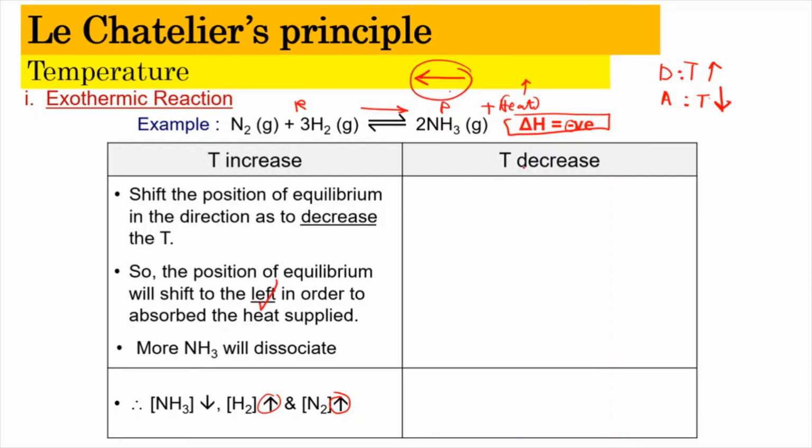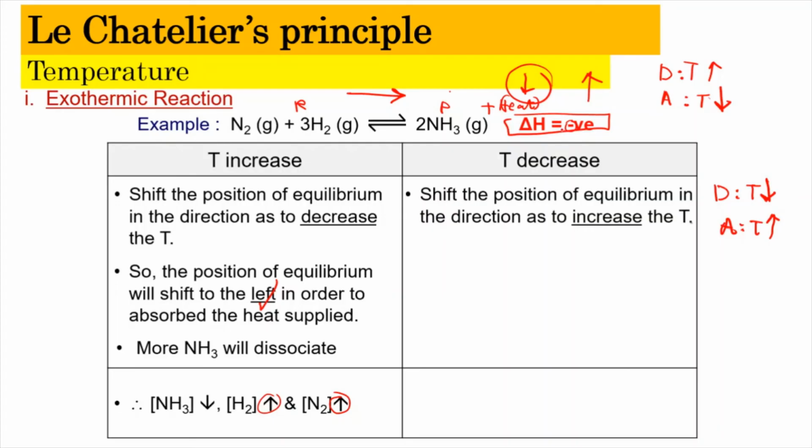Okay, how about if the temperature is being decreased? So when the temperature is being decreased, our action here is we need to increase back the temperature. Okay, so let us look at the situation again. So now the heat is being decreased because the temperature is decreased. So we need to increase back the heat. So we can shift the equilibrium position to the right in order to increase the heat content.